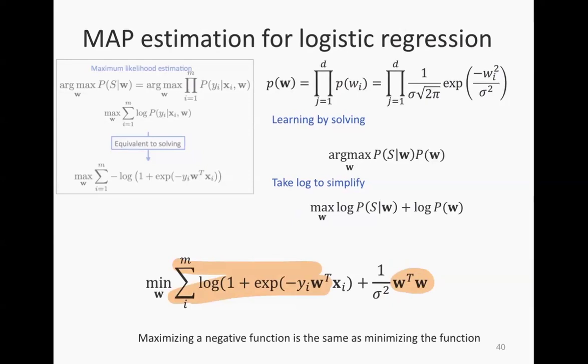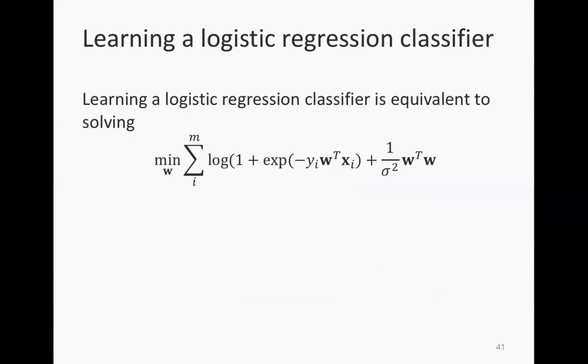I'm rushing through this mostly because I want to get to the punchline, but I do want you to look at it once more. All I have done is just boring algebra. There's nothing particularly intellectual in what I did. It's just symbol manipulation. But there is something interesting here. Training a logistic regression classifier in the MAP setting is equivalent to solving this minimization problem.